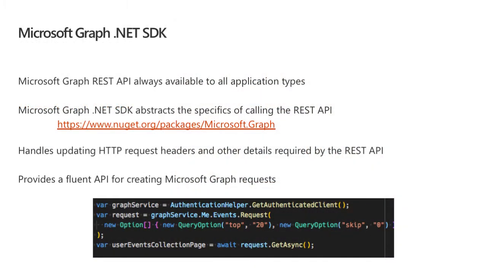Now, developers can leverage the Microsoft Graph REST API in any kind of an application, but Microsoft also provides a native .NET SDK for the Microsoft Graph. This is going to abstract the details away from working with the REST API and dealing with all of the authentication plumbing and parsing the results. And it also is going to give us a fluent API for creating requests.